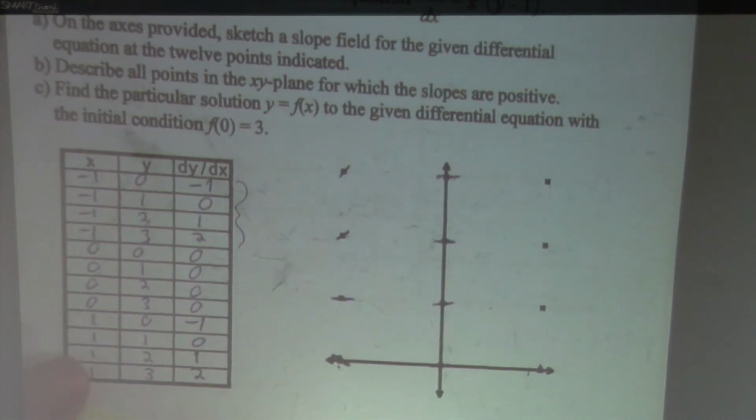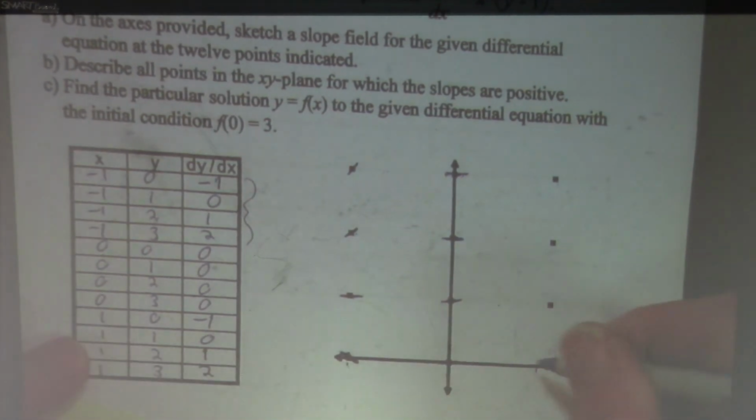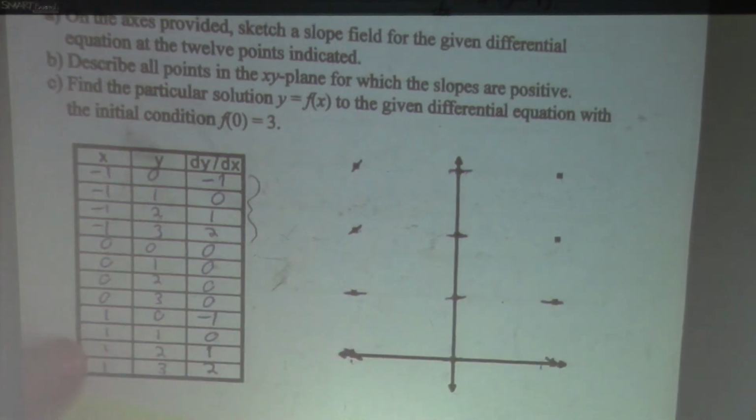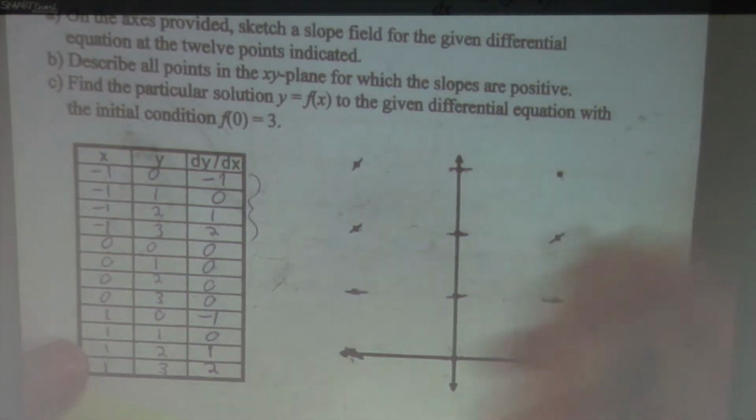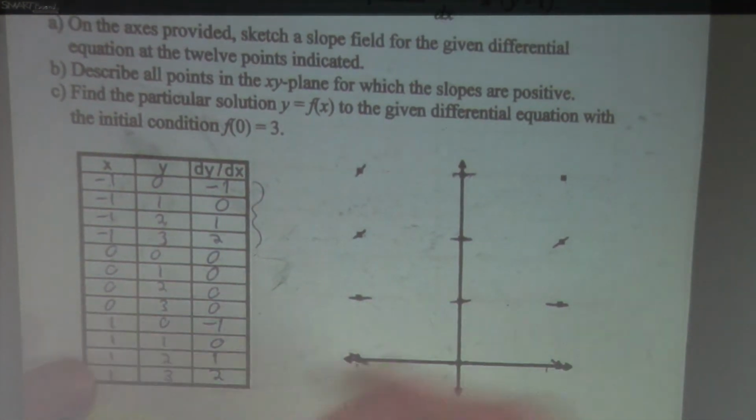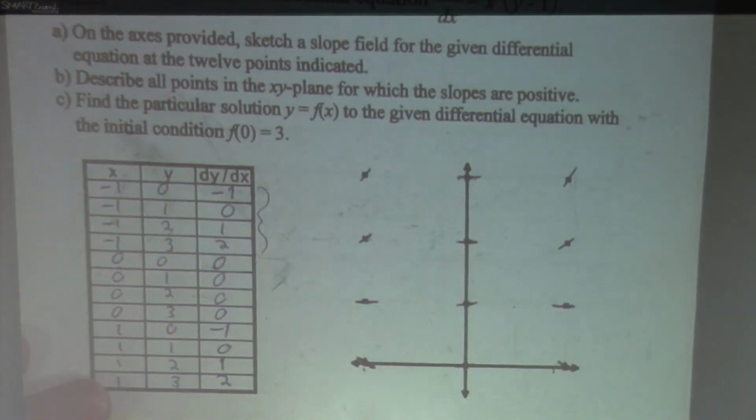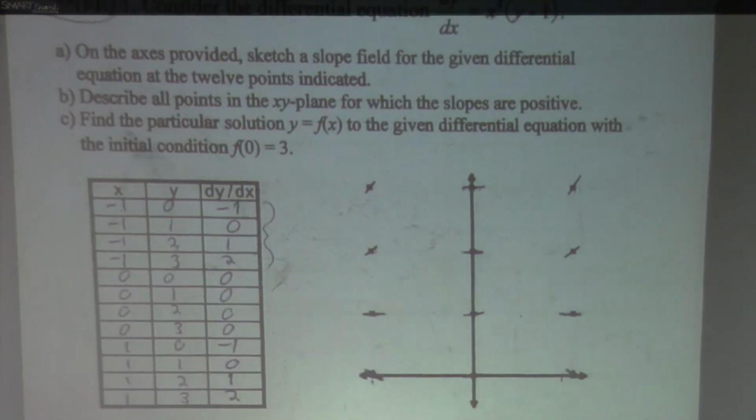So let's put those in. At (1, 0), slope of -1. Horizontal tangent at (1, 1). Slope of positive 1 at (1, 2). And a little steeper, slope of positive 2 at (1, 3). And once again, that should match this column here. There is part A complete.